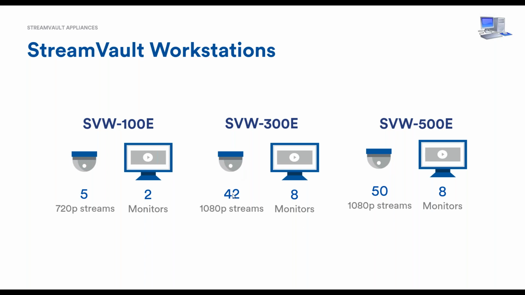All of these numbers, when we're saying 42 streams, have been tested with the CPU running at about 80 to 90%. This way, you're still going to have enough juice to do all of the other work that needs to be done in Security Center.